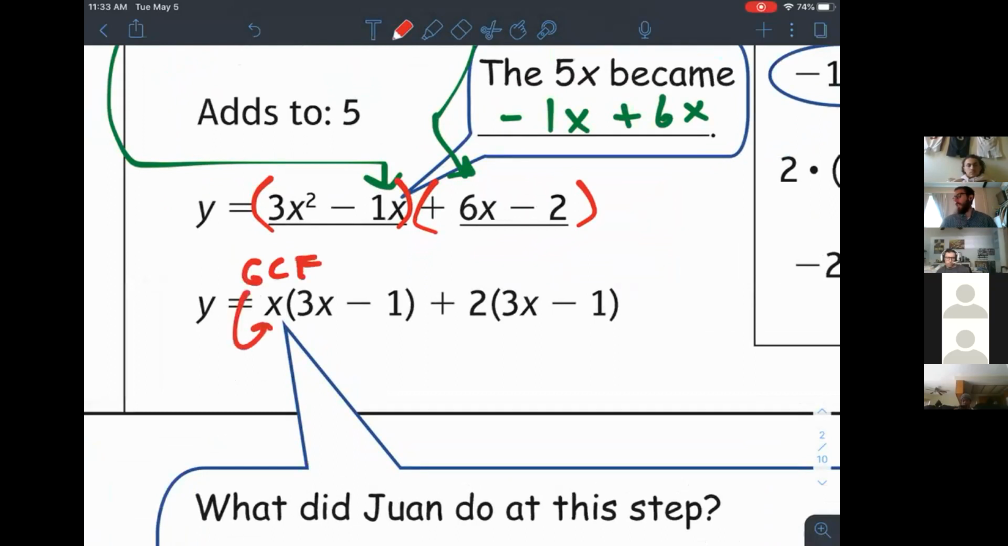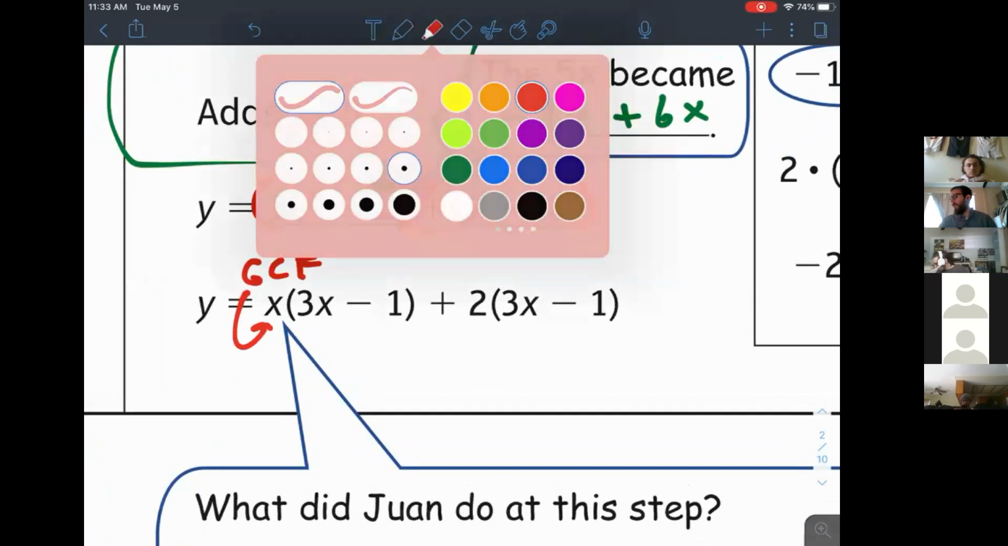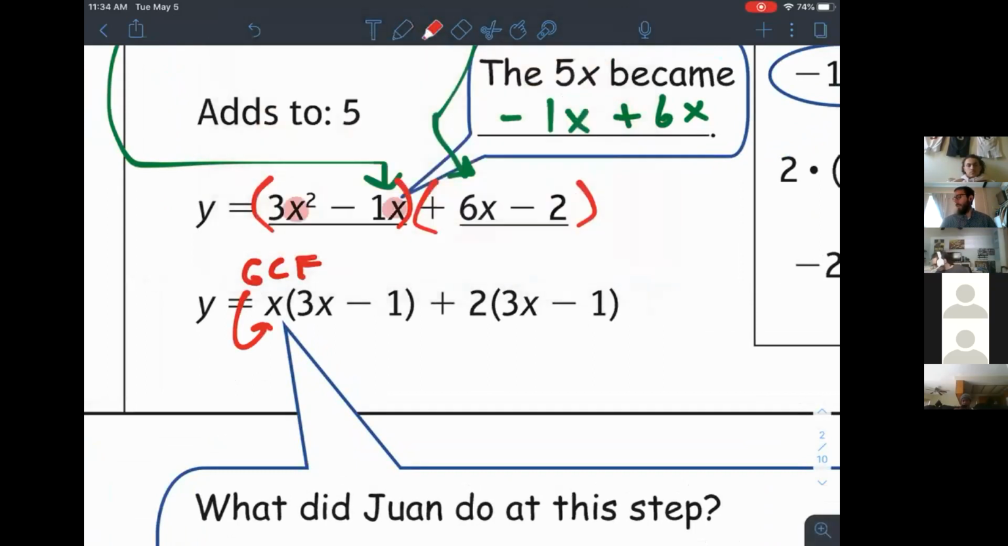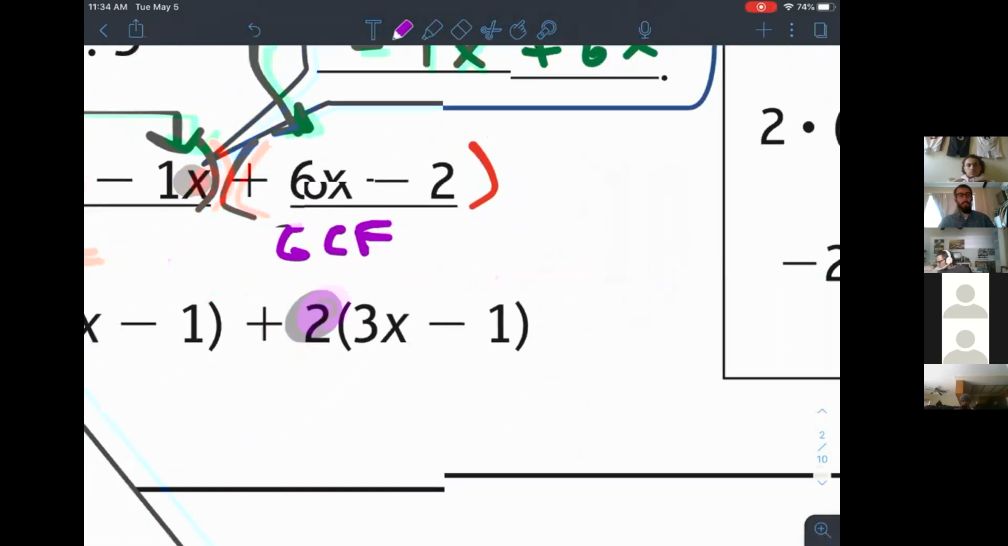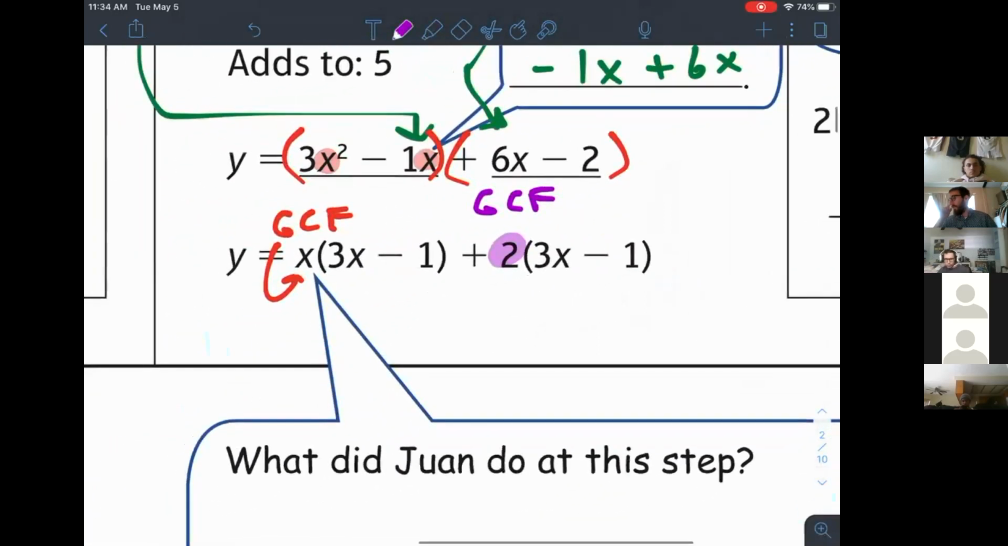That X is the GCF of the first group. Notice they both legit have an X in it. Okay, this 2 right here, that's the GCF of my second group. Meaning what can I divide both 6x and -2 by? You can divide it by 2. And we specifically do so to create, as I struggle to get my highlighter, common parentheses.